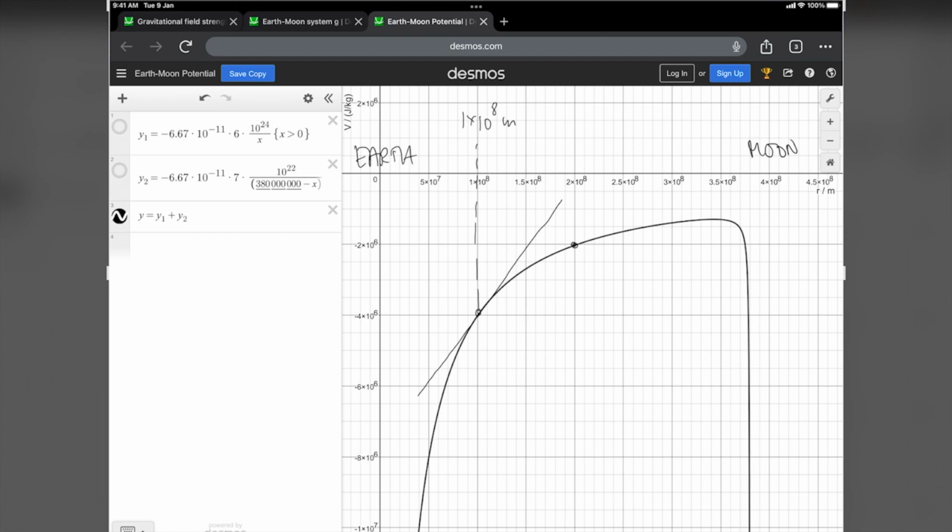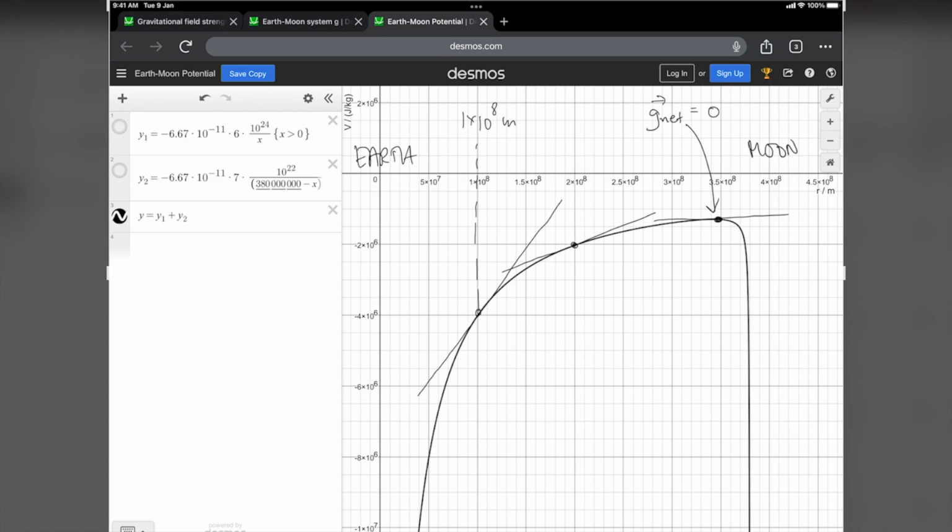Likewise, if I go twice as far away, you can see that the slope decreases, g decreases. There's this interesting point over here where we can see that, oh, the slope of the tangent is 0. At this point, we have a net gravitational field strength that is 0. We actually talked about that point earlier in the lesson. That is where the two g's, the gravitational field strength due to the Earth and the Moon, are equal in magnitude but pointing in opposite directions. Now we can identify that point by looking at a horizontal tangent for the potential graph.